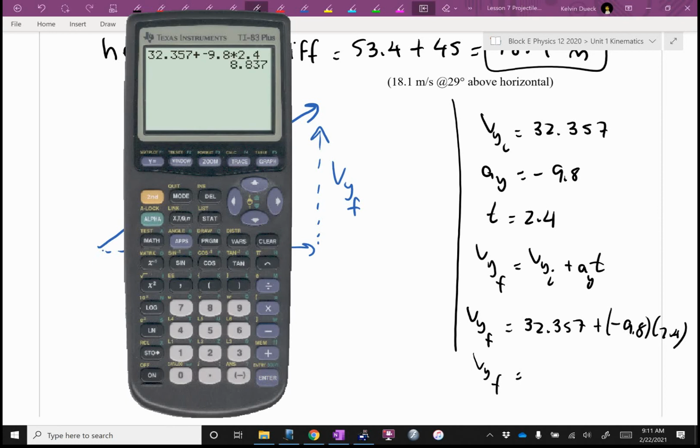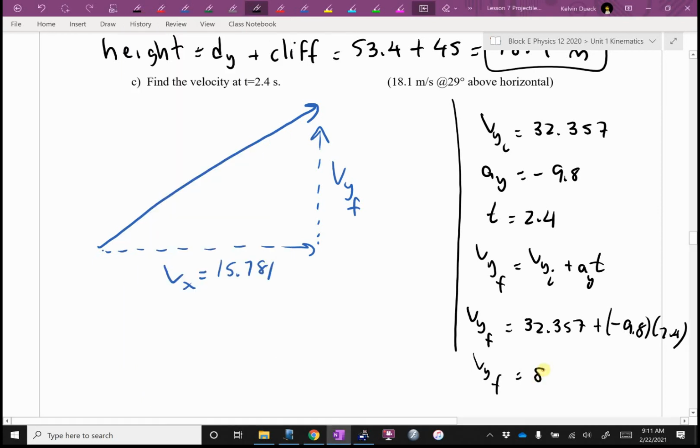Do you get 8.837? Yeah. What if I'd done this calculation and I got 0 as an answer? What would that tell me? If I got exactly 0, what would that tell me? Where is Vy 0? Oh, by a fluke, the time that they gave me, I would just happen to be at the top. Now, I know that's not the case because we did part B already.